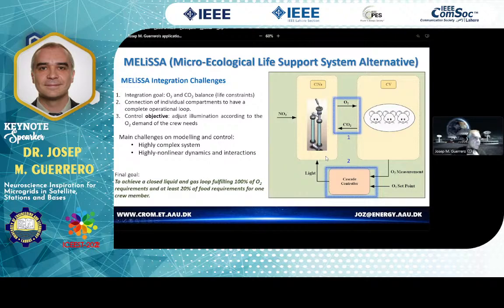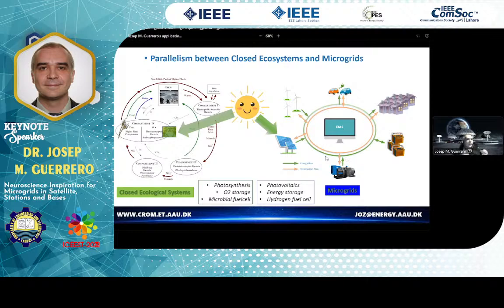And also at the same time to keep low levels of CO2. We came with the idea that how to control this should be something very similar as in an islanded microgrid. So indeed, if you look at the closed ecosystem, what we have is the photosynthesis, which is converting the photons to, let's say, oxygen, right? So it's similar as in photovoltaics, in which we convert photons to electrons.